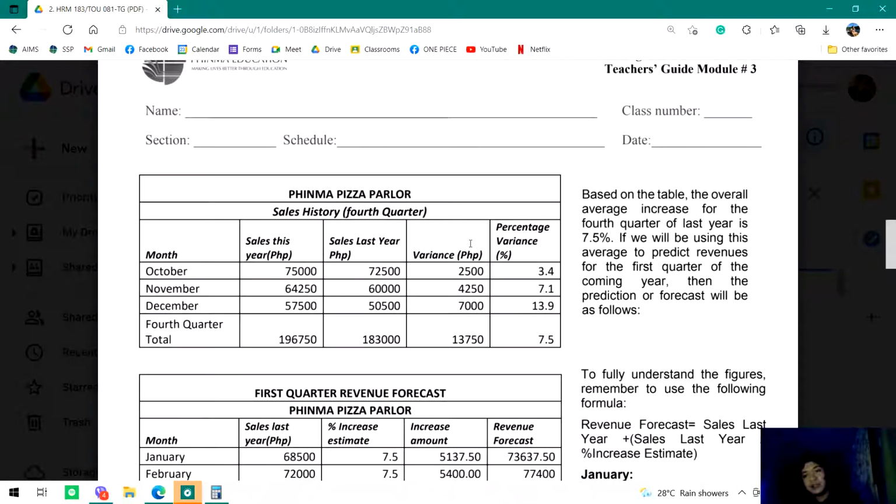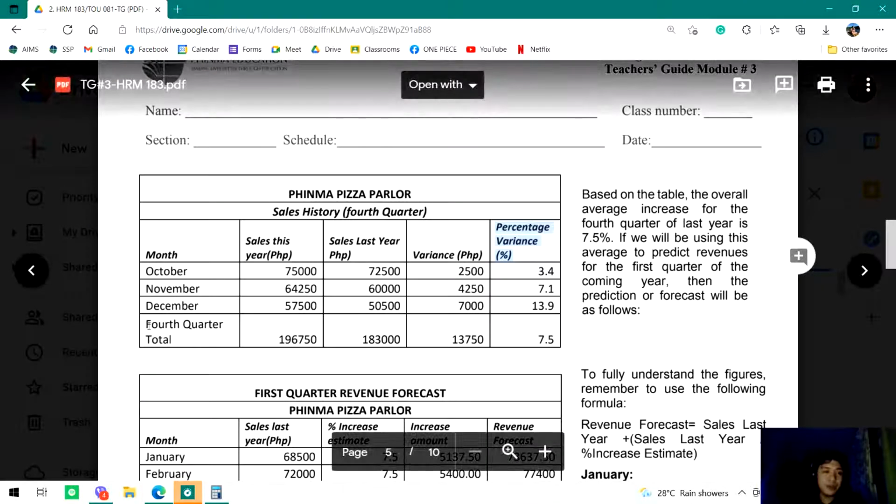So, yan na yung table na meron tayo. I guess we have everything here. We have sales this year, we have sales last year, we have variance, we have percentage variance. So, paano natin ngayon kukunin yung magiging forecast natin for the next quarter?